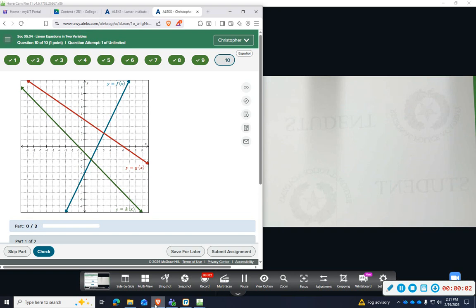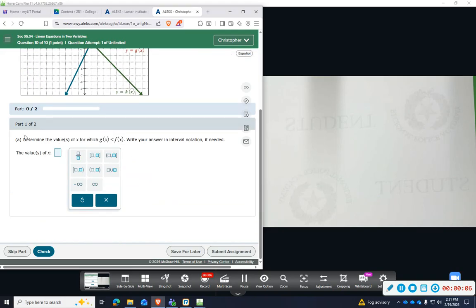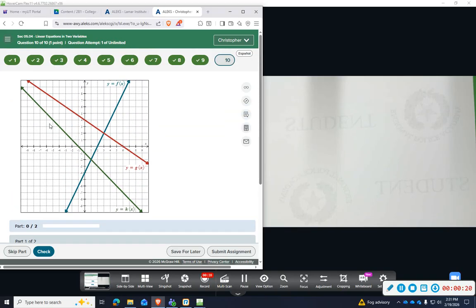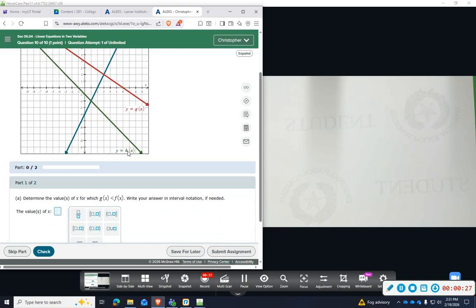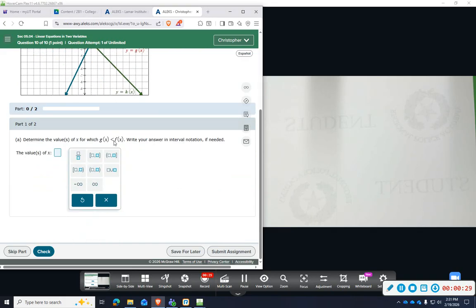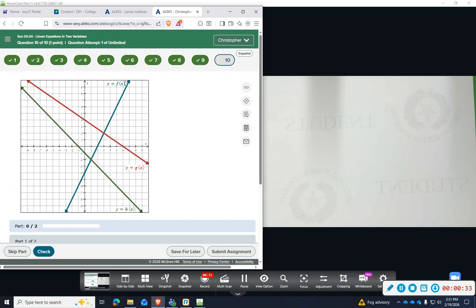All right, number 10 looks like we have two parts. A says determine the values of x where g of x is less than f of x, and we're going to write it in interval notation. So g of x is a red line, and I want to know where this red line is below the f of x, which is the blue line.